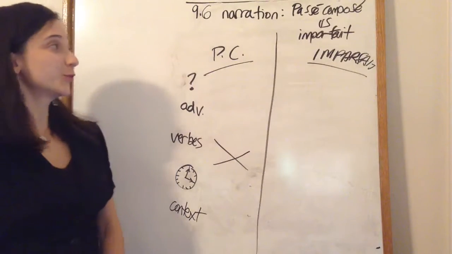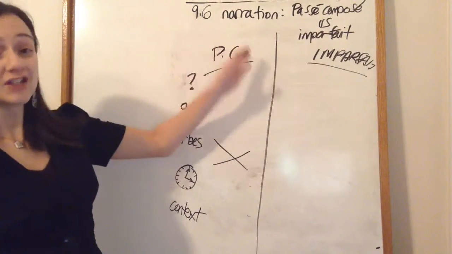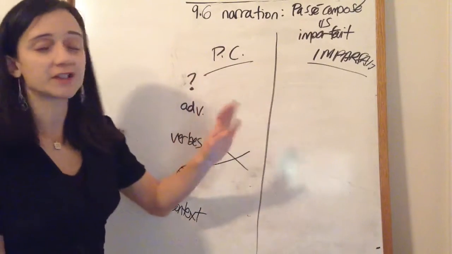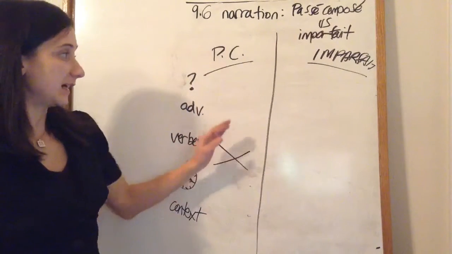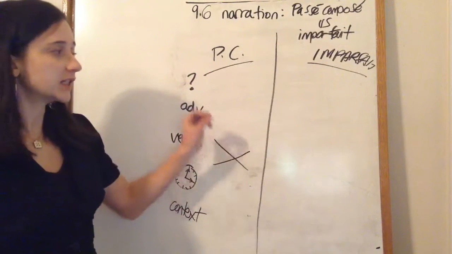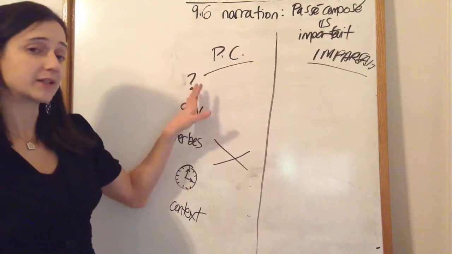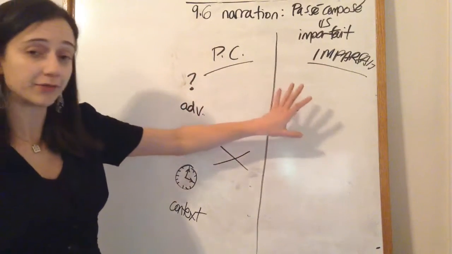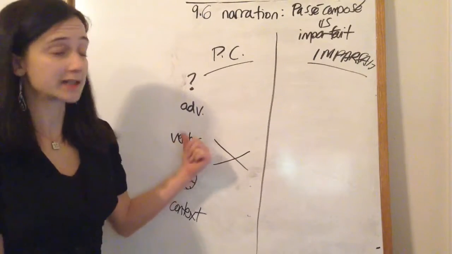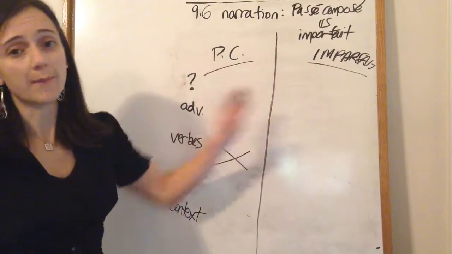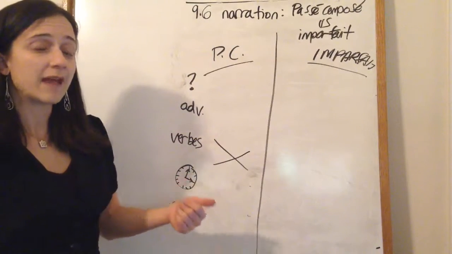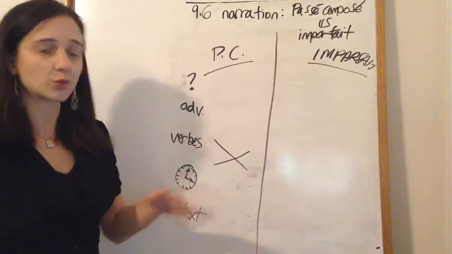Bonjour et bienvenue à 9.6 narration, so narrating a story, passé composé versus the imparfait. We're going to talk about some clues and different times where you would use the passé composé and different times where you use the imparfait when you're telling a story, because you're telling a story in the past tense, but we have two things to choose from in the past tense, and there's some clues that will help us discern which one to use.